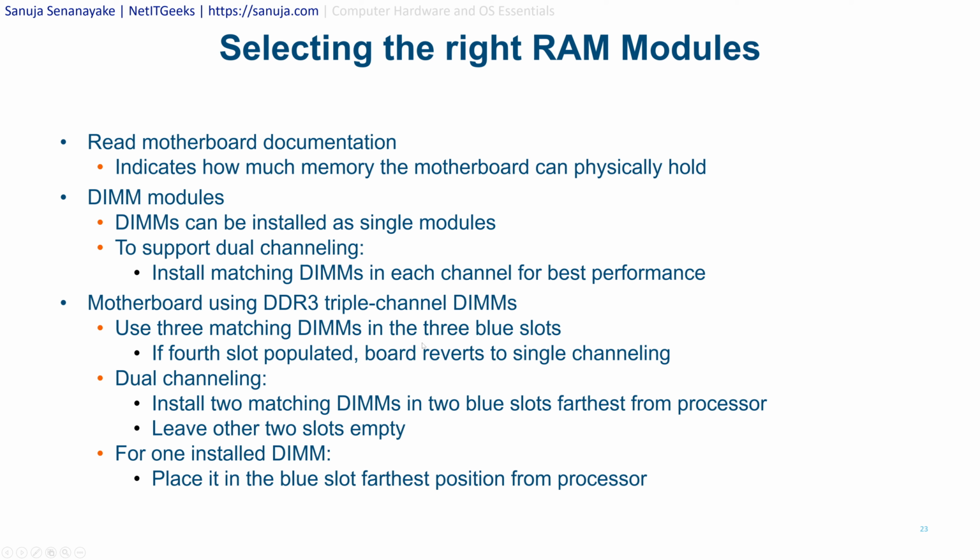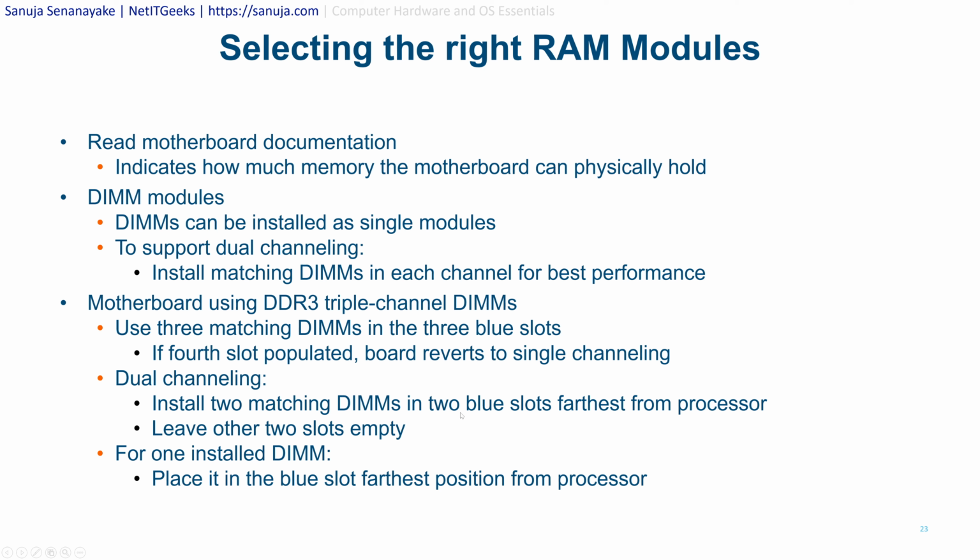If you have a motherboard with triple channel support in DDR3 and you have 4 slots, if you populate 3 of them, it will work in triple channel mode. That may be better efficiency than populating all 4 slots, because that's going to revert the entire motherboard configuration into single channeling mode. In dual channeling, install 2 matching DIMMs in the 2 blue slots furthest from the processor. Leave the other 2 slots empty.